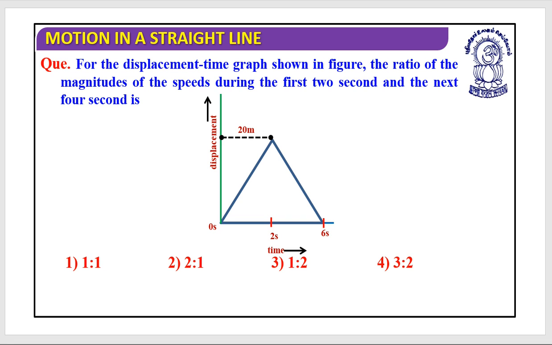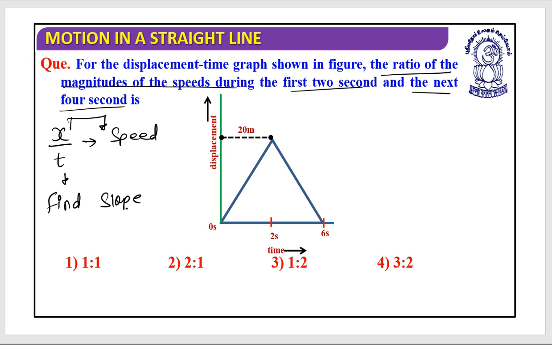What they have given is the displacement versus time graph as shown in the figure, and the ratio of the magnitudes of the speeds during the first 2 seconds and the next 4 seconds. So can you do this? Are you sure? Okay, let me know what you will do. Let me know very quickly what you are thinking: they have given displacement versus time, they require speed, what is needed to be done? Yes, you are correct, you need to find the slope.